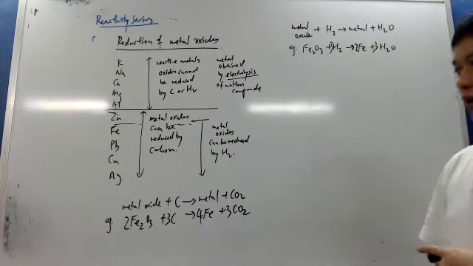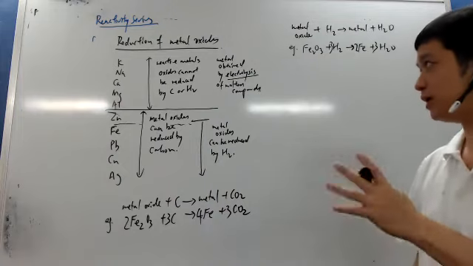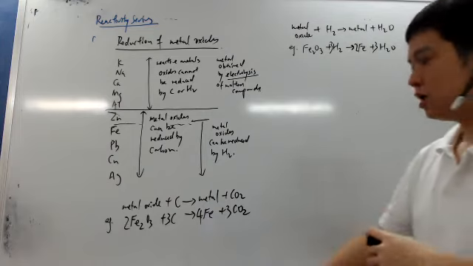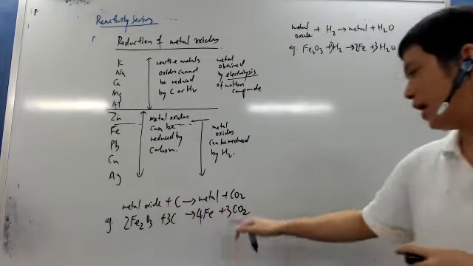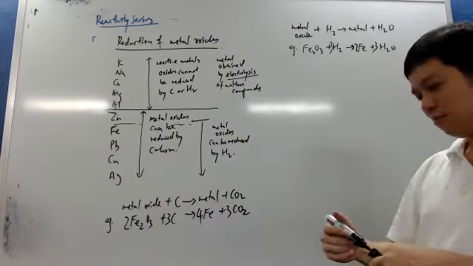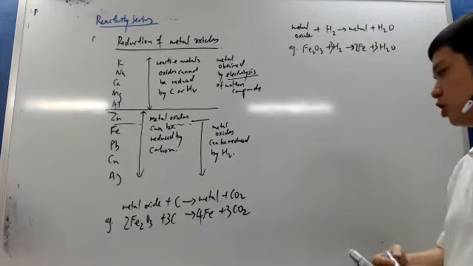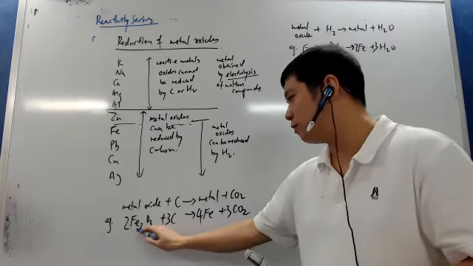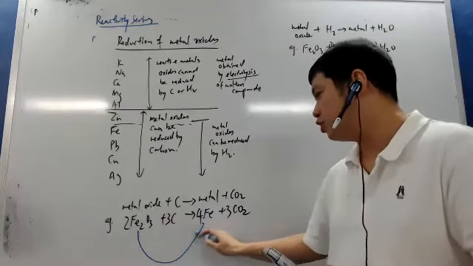Then the next thing you have to know is, if the metal oxide reacts with carbon or reacts with hydrogen, what will you get? The idea is very simple. It's reduction, so it's redox. If the metal oxide reacts with carbon, you will get metal and carbon dioxide. So the metal oxide actually passed oxygen to the carbon. So the metal oxide will actually be reduced.